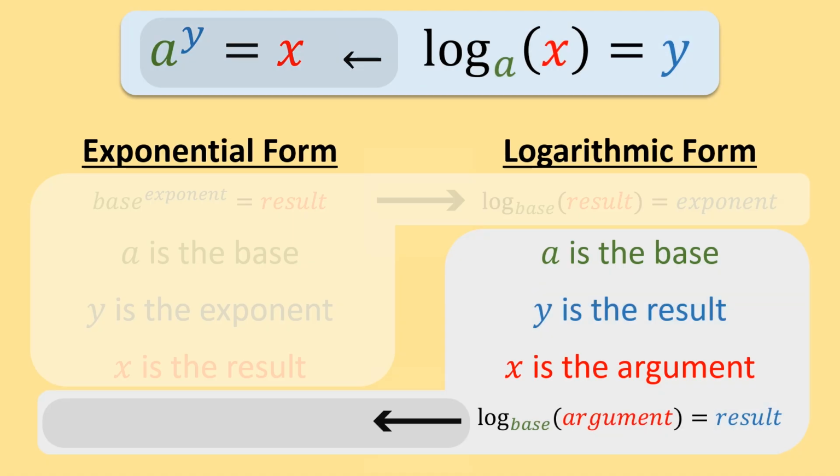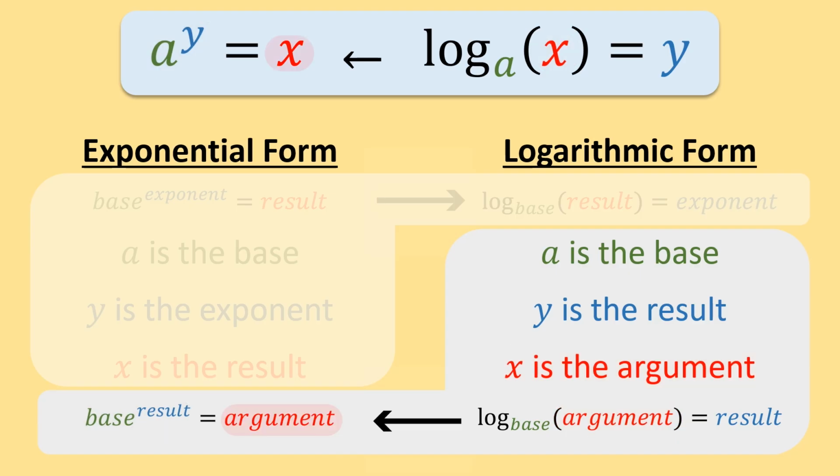Going back to the exponential equation, the base of the logarithm will become the base of the exponential equation. The result of the logarithmic equation becomes the power the base is raised to within the exponential equation, also referred to as the exponent. Finally, the argument of the logarithm, what was inside the logarithm, is what everything else is set equal to within the exponential equation.